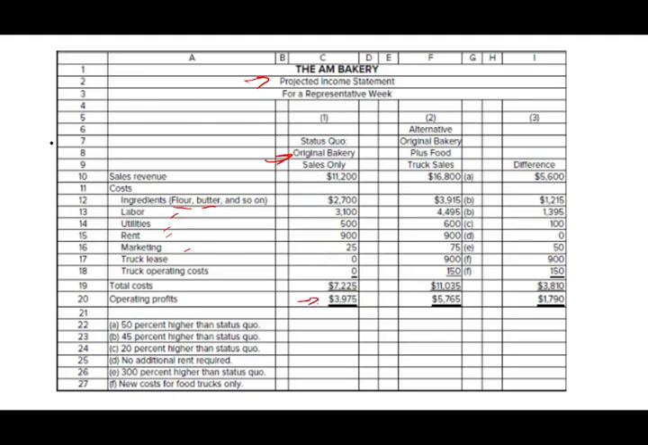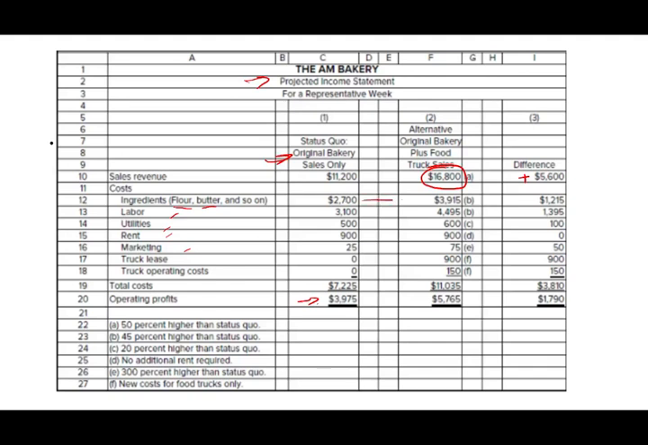Now they want to open a new route. And what's the new route? It's food truck sales. So basically they want to open a new source of revenue. Well, here's what's going to happen. The new revenue will be 16,800. So is there a differential revenue? And the answer is yes. We're going to have 5,600 more in revenues. This is a differential revenue. Why? Because the revenue does change as a result of going through food truck sales.